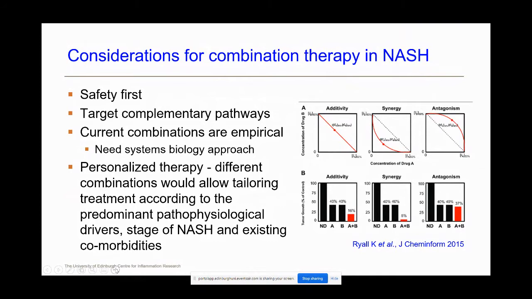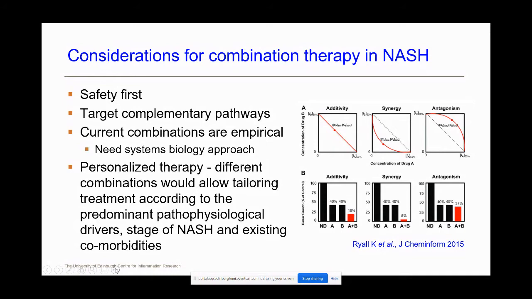Combination drug therapy is a common strategy for different conditions such as cancer. And because the pathophysiology of NASH is complex, involving multiple pathways, metabolic, inflammatory, and fibrotic, a polypharmacy approach seems logical. Accordingly, useful combinations would be expected to be synergistic or additive, leading to greater potential efficacy, but with pharmacokinetic considerations and an increased risk of toxicities. Current combinations are empirical, however, and we need a systematic approach to identify optimal complementary mechanisms of action using human data and leveraging computational approaches. And a palette of different combinations would open the door to tailoring of treatment according to the predominant pathophysiological drivers, the stage of NASH, comorbidities.